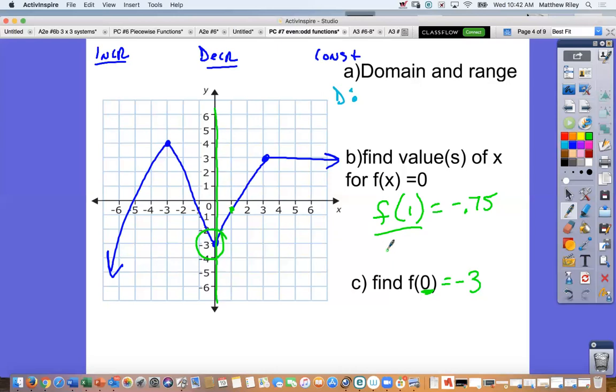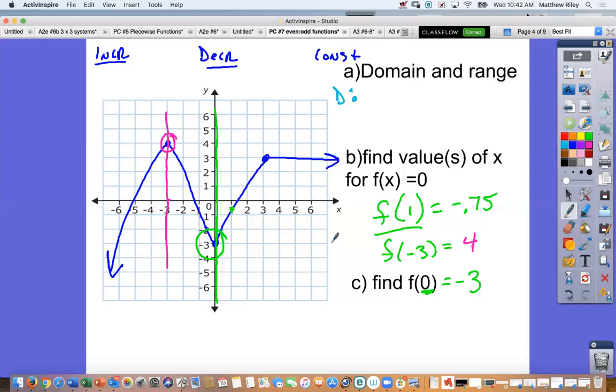What if I said this? What's f of -3 then? Is it 0? So when your x is -3, so let's see, my x is -3 is right here. So when x is -3, what's my y value? Four. That's it.